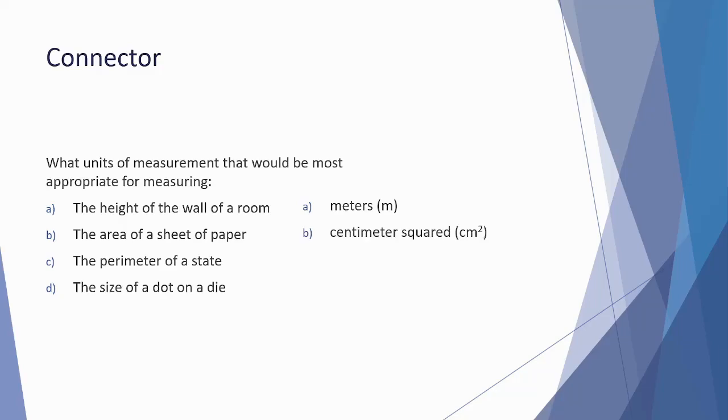For the area of a sheet of paper, we'd look at centimeters squared, because it's an area, we know it's going to be a squared unit. For the perimeter of a state, we would look at kilometers. And for a dot on the die, we'd look at the millimeters. It'd be how many millimeters across that dot would be.